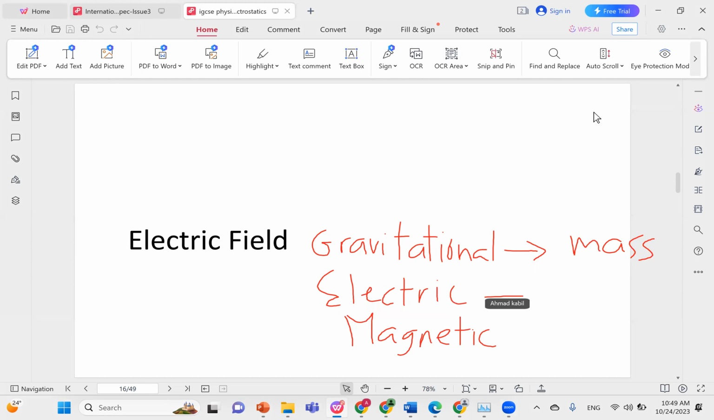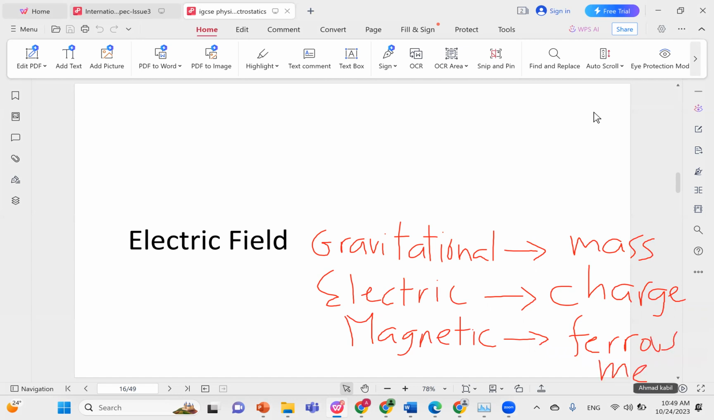Electric fields affect objects that have charge. So any charged body will experience a force if it is placed in an electric field. Magnetic fields affect what we have previously described as ferrous metals. Ferrous metals are metals that are affected by magnetic forces. So you should distinguish between the three types of fields and understand that in general, a field is a region in which a force acts. Depending on the name of the field, we can discern which type of force acts specifically.